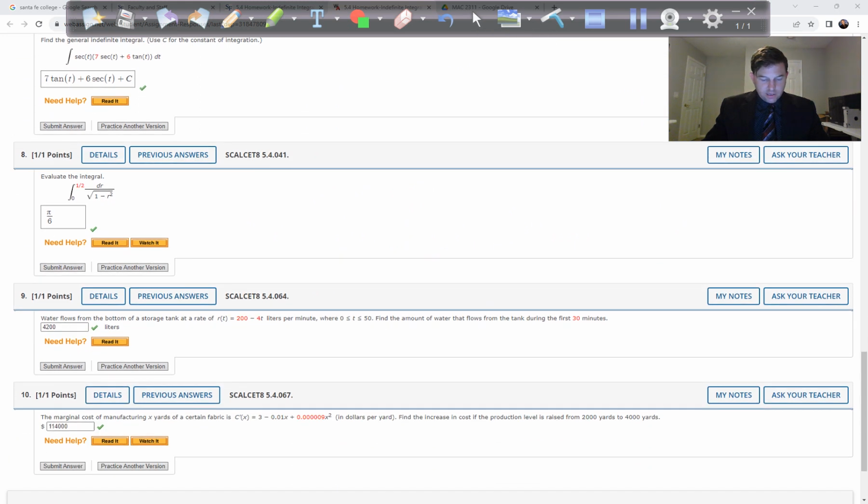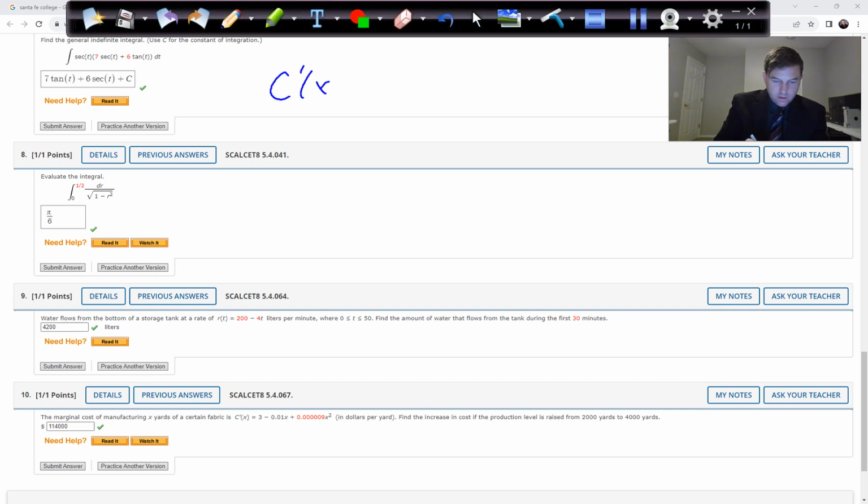Okay, now for problem 10, the last one, it says the marginal cost, which is the cost for producing one additional item. The marginal cost of manufacturing x yards of a certain fabric is C prime equals 3 minus 0.01x plus 0.000009x squared, with 5 zeros before the 9. Find the increasing cost if the production level is raised from 2,000 yards to 4,000 yards.